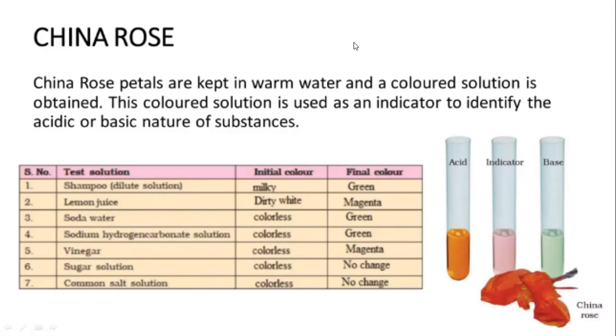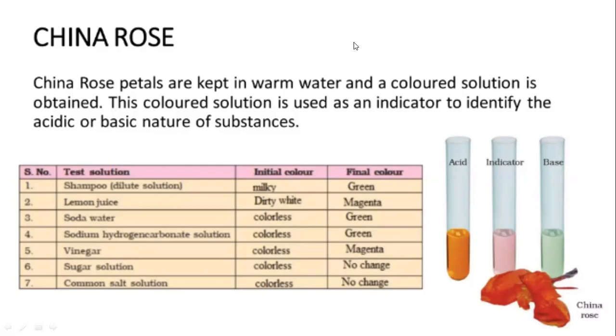While coming to lemon juice, the lemon juice is dirty white. It's neither completely white, nor completely transparent like water. It is dirty white, meaning brownish white. But when we mix the China rose solution in it, it becomes magenta, kind of pink color. Or magenta, anything you can pronounce it.